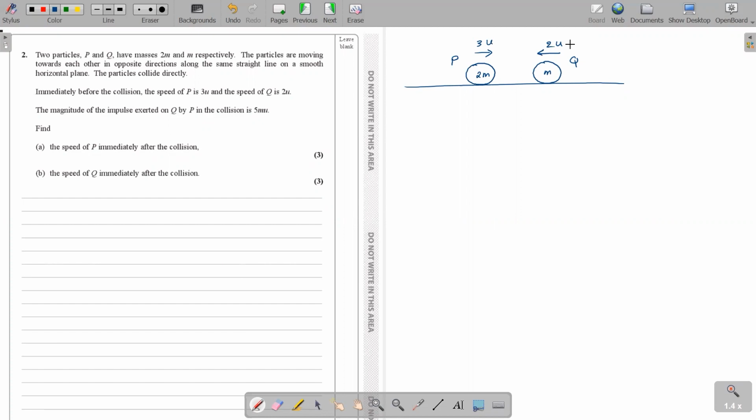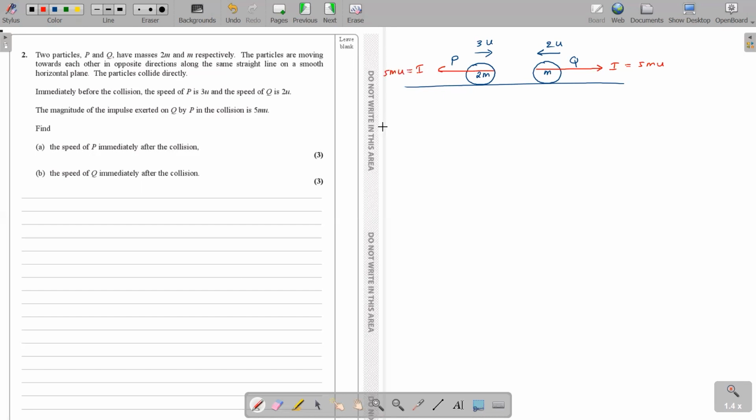So basically they say the impulse on Q by P, but you know, this impulse is an equal and opposite force, right? Impulse is not just going to act on P and not only going to act on Q as well. Both particles will experience the exact same impulse equally in the opposite directions. So when P and Q collide, P will feel the impulse backwards, and Q feels the impulse in this direction. So Q feels the impulse 5mu to the right direction. P feels the impulse 5mu to the left direction.